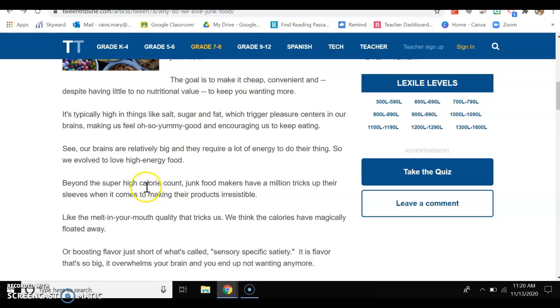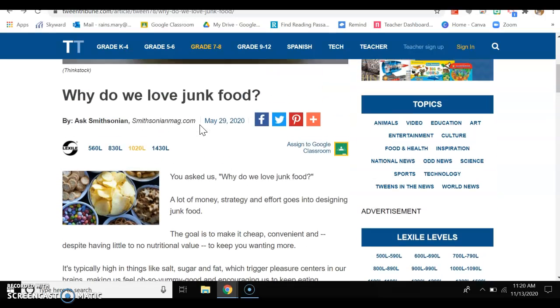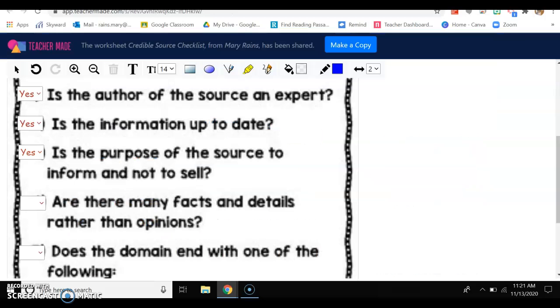There were some things, like beyond the super high calorie count, junk food makers, and so on, where I could tell that they were trying to give me information about this stuff, but nothing cited. I don't know where they got this information from. There's no statistics on it. So to me, this is actually more of an opinion piece. And so I'm going to come back over here.